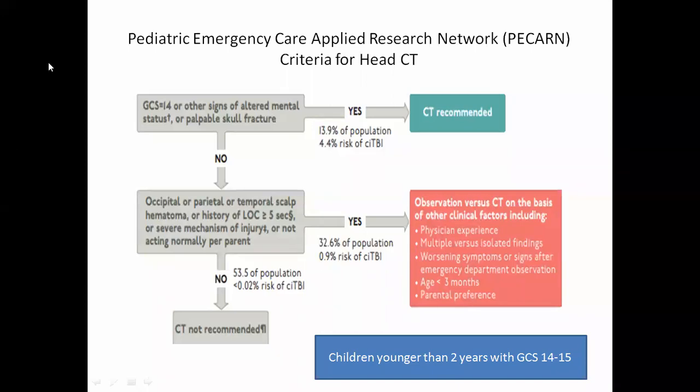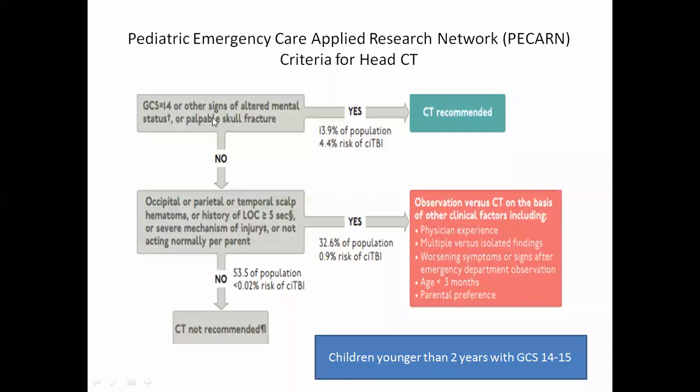So these are some guidelines given by the PECARN network for the criteria for head CT in children. If your child is less than 2 years with GCS 14 to 15, any child with GCS less than 13, you are going to do CT, no other go. But if GCS is 14 to 15, look for any signs of altered mental status, like the child was irritable and amnesia was there, and any palpable skull fracture. Then you need to go for CT straight away.